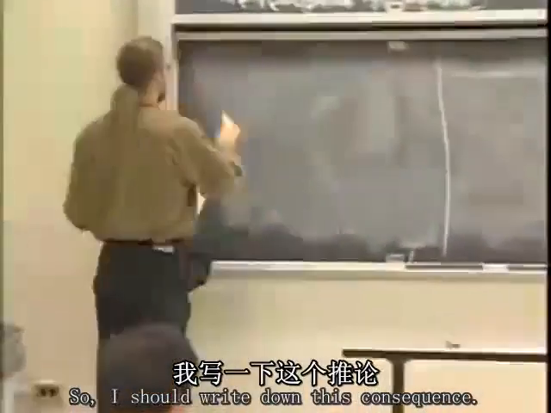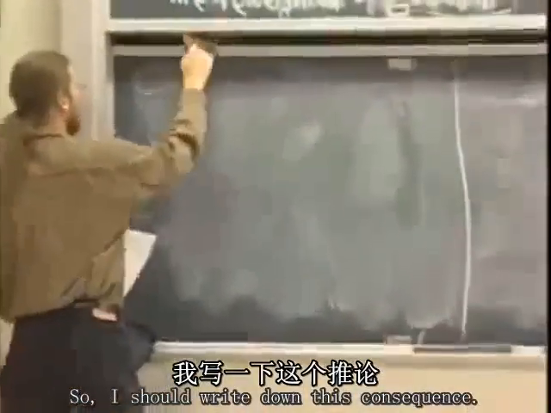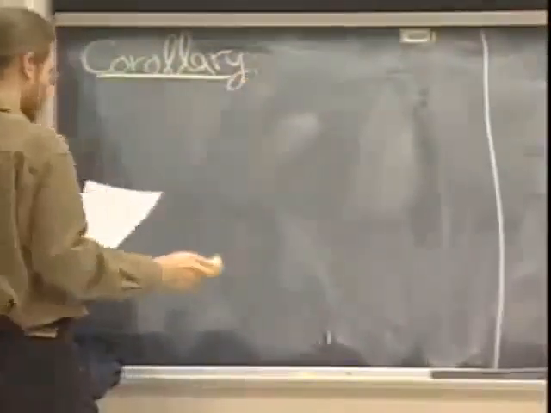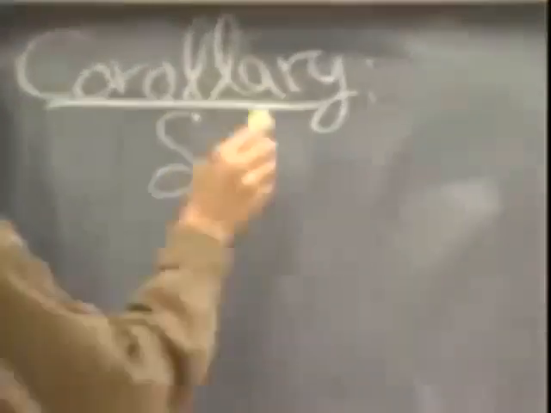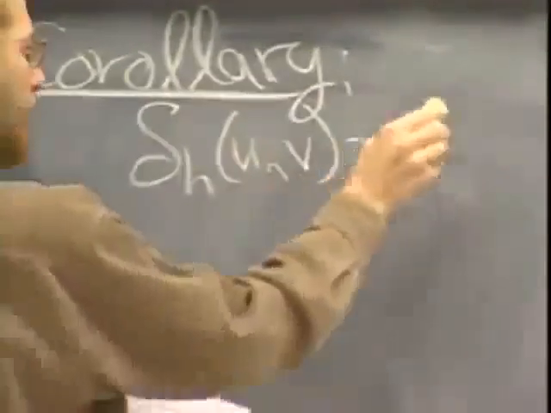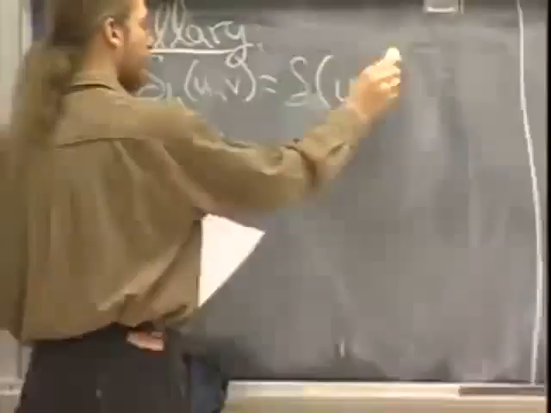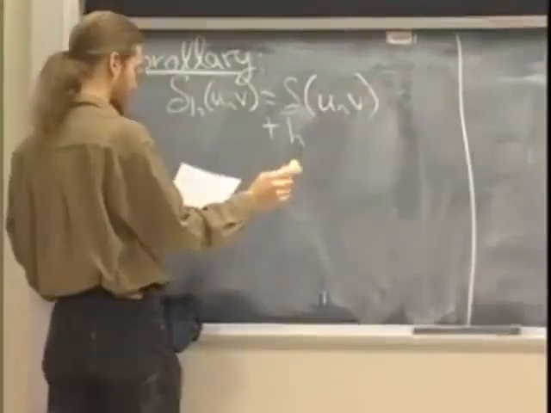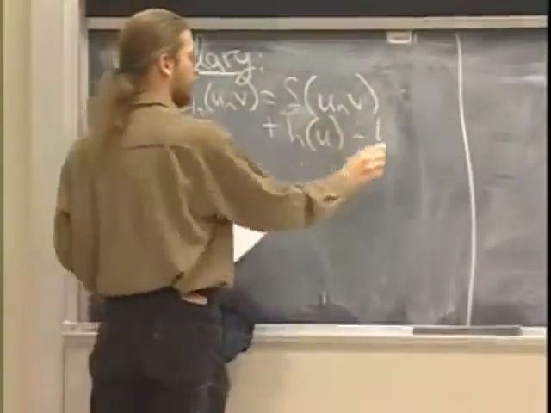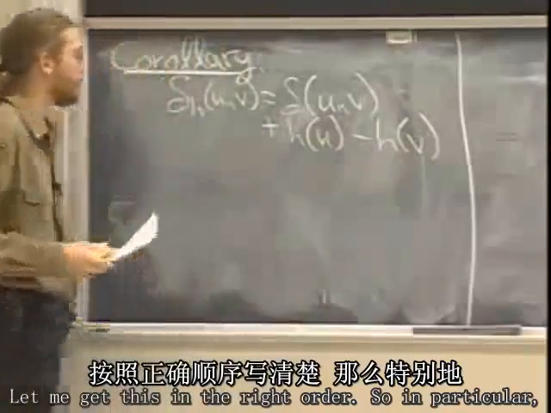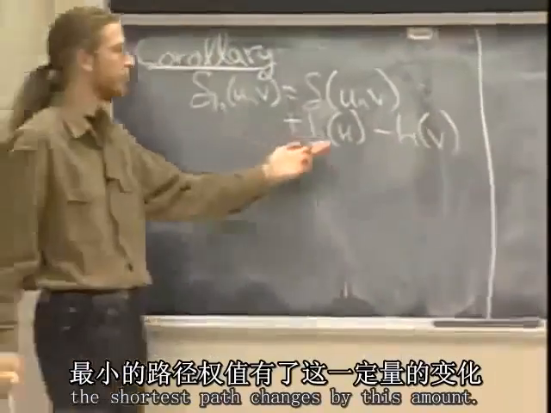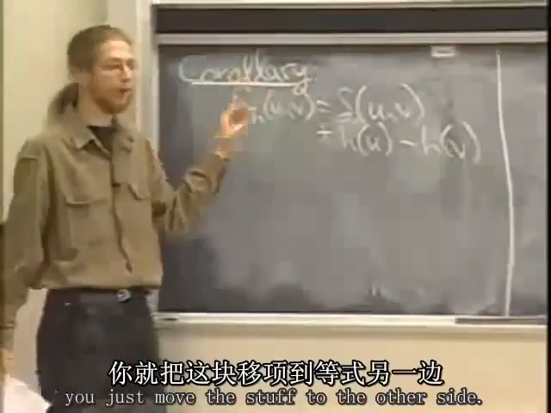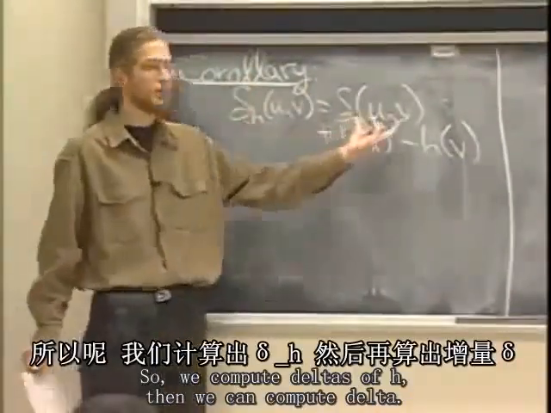I should write down this consequence. So, in particular, the shortest path changes by this amount. And if you want to know this value, you just move this stuff to the other side. So if we can compute delta sub h, then we can compute delta.